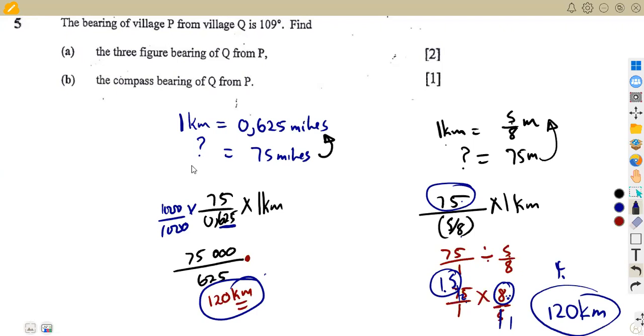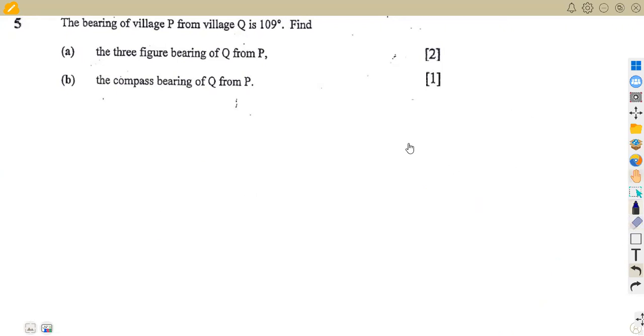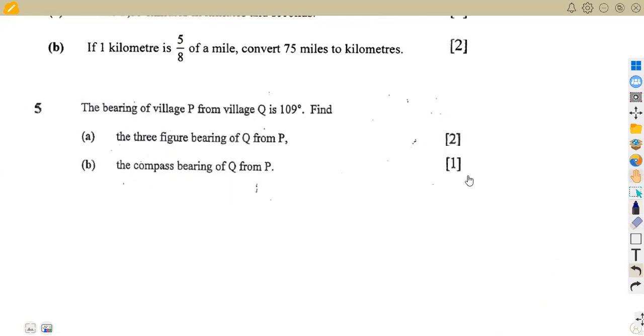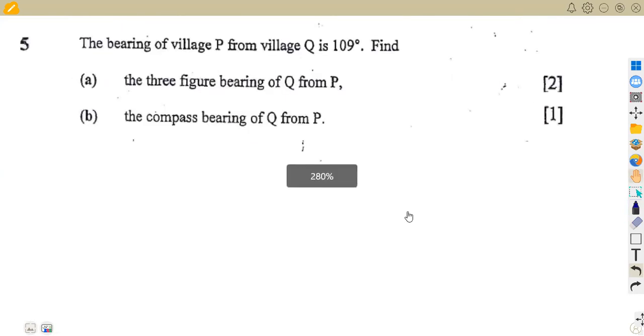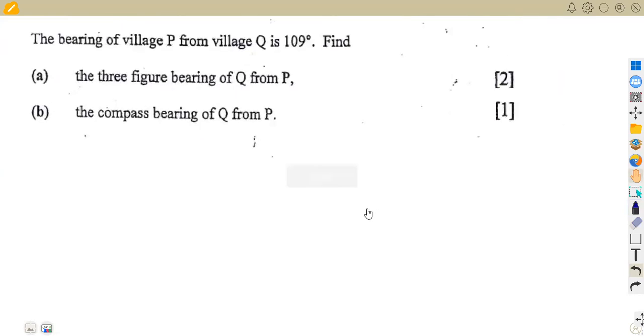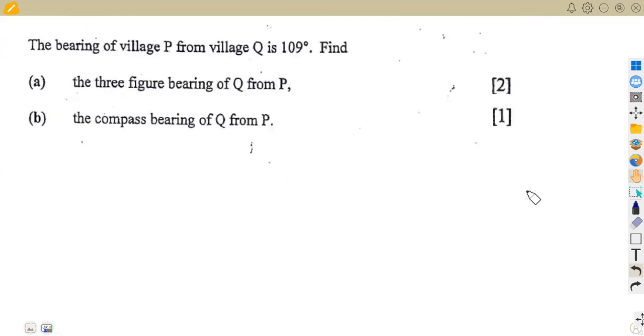Are we together? So that was the idea. I don't know if there's any other part. Then the bearing part here, the bearing of village P from Q. Always consider the bearing from the village Q. That is where we are supposed to start. From Q is 109. What type of bearing are we given?